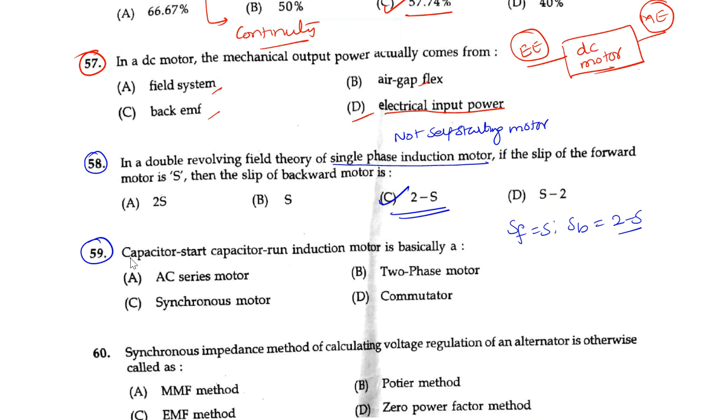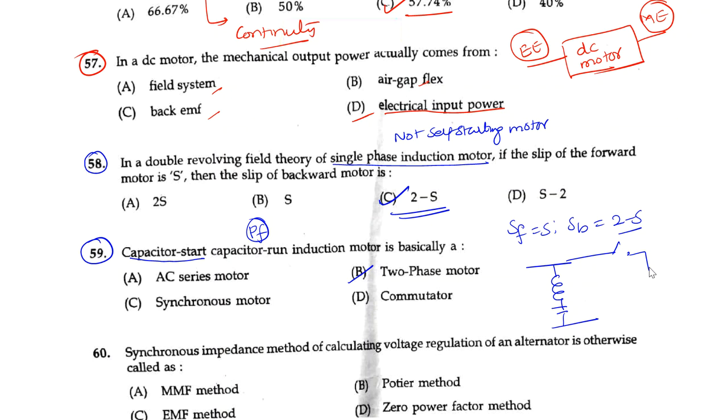The capacitor start provides the phase displacement between the main winding and the auxiliary winding, and the capacitor run is used to improve the power factor of this motor. So these two have different applications. Now, it is basically a two-phase motor. Why? Because if you take this single-phase induction motor, one winding is there. Here you have one capacitor, and there is one more auxiliary switch.